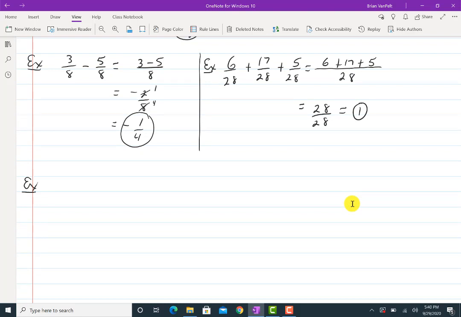Next, suppose I have 3 over 11r plus 7 over 11r. Since they both have the same denominator, I can just add them together. 3 plus 7 divided by 11r, and that's 10 divided by 11r. Since 11 is a prime number, I really can't do any simplifying there.